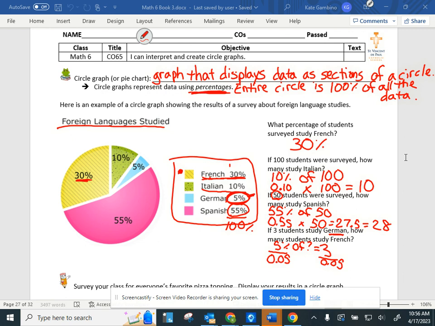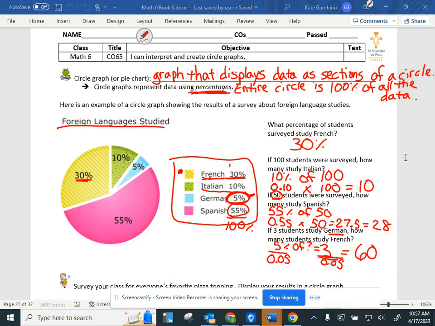3 divided by 0.05. Gigi: it is 60. 3 divided by 0.05. I got that 0.05 from that 5%. 3 divided by 0.05 is 60. So that means there is a total of 60 students. Now can I solve how many are studying French?